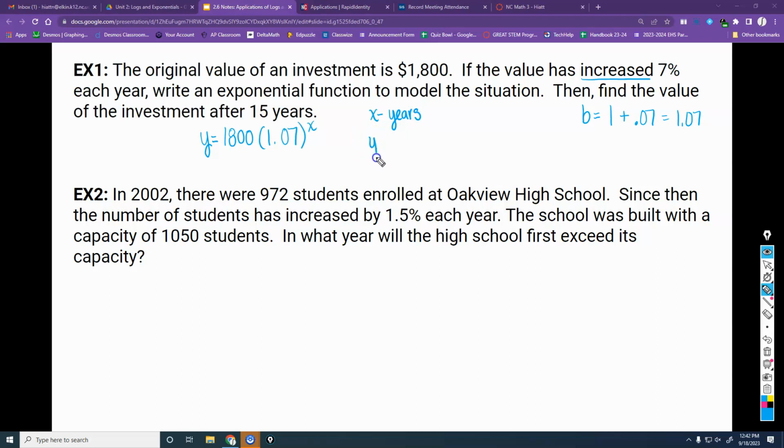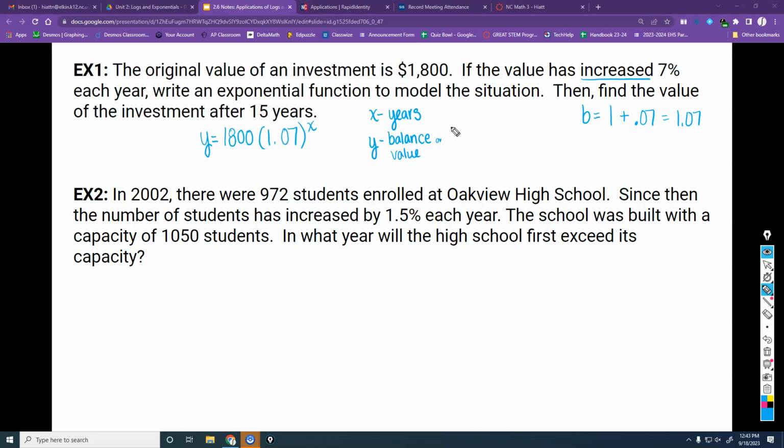Okay, what does the Y represent in the problem? How much money we have total. So it could be total. I'm going to use this word balance. Okay, that's usually what we call the amount of money you have in an account. You can also use maybe value, would be another good word for it.